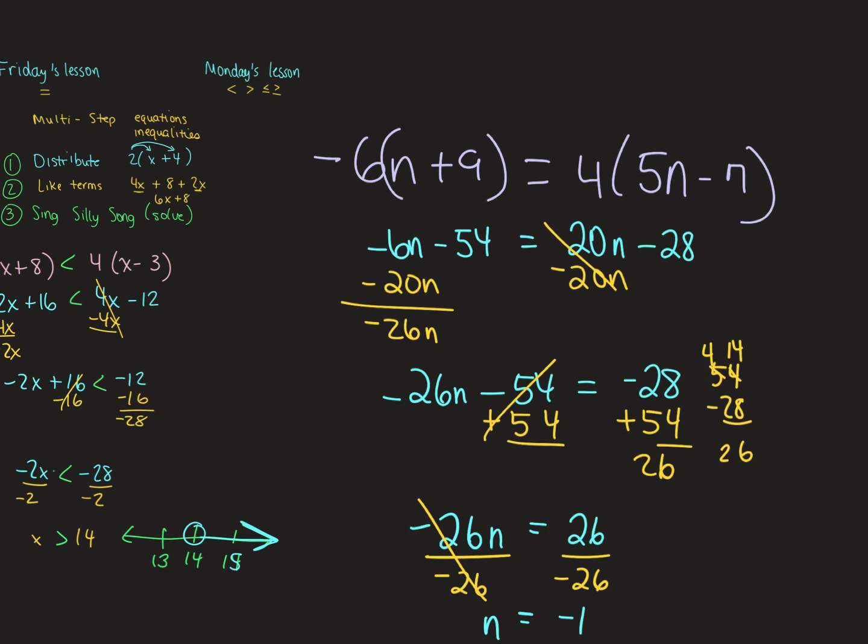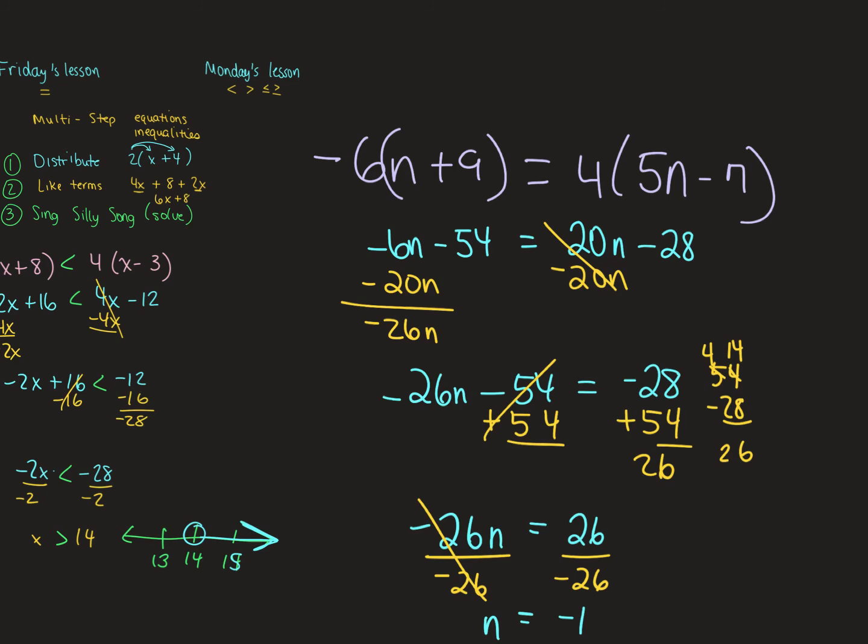Did you get -1? n equals -1. Let's see how I did it. I distributed a -6, so I got -6n and a -54, because one negative and one positive is negative. That was the place I was the most afraid you might make a mistake. Multiply these, I get 20n. Multiply these, I get -28. I like getting rid of this one first, so I minus 20n. I wasn't sure if you would remember to really add and make it negative, so I get -26n.